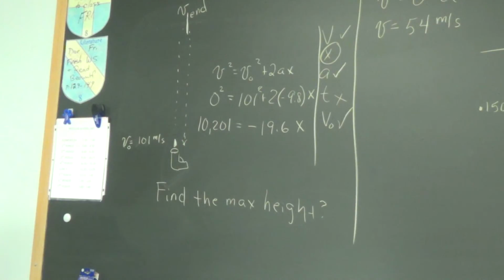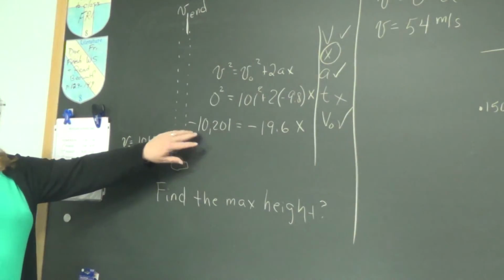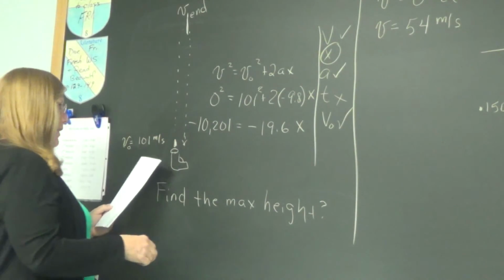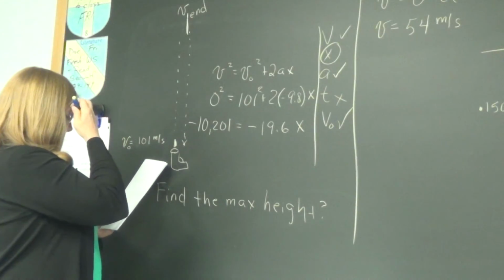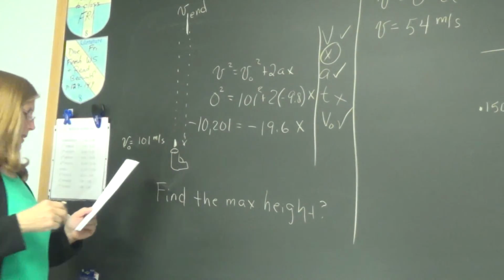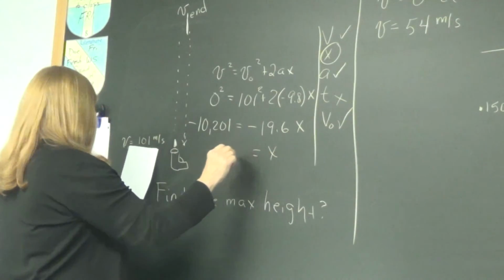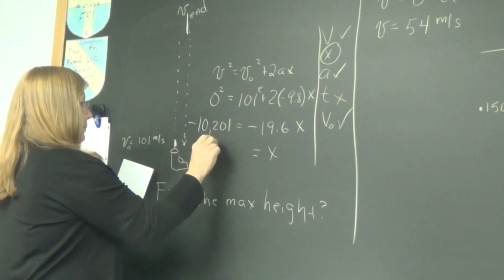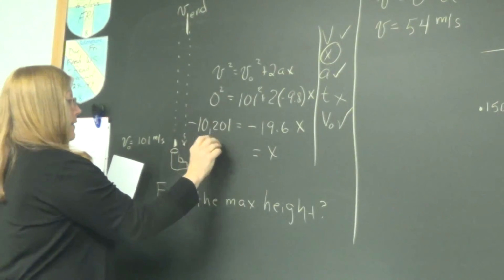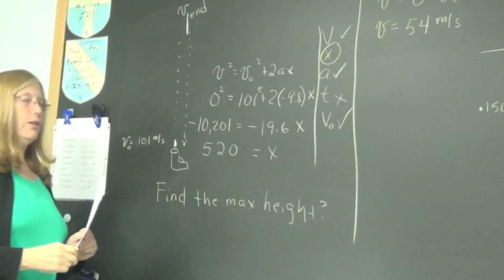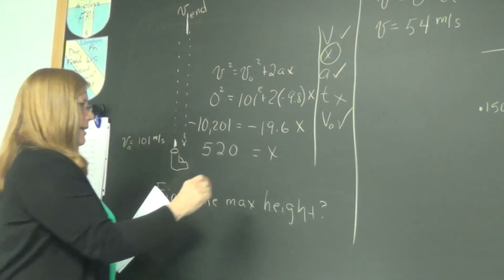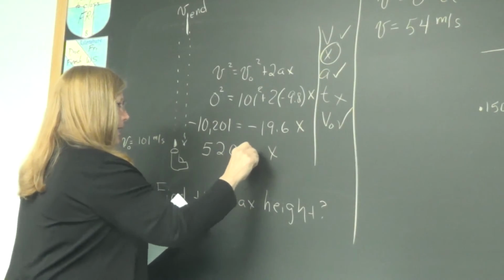I'm trying to figure out why it's going to come out negative. It won't, because I moved this over. That's why it will come out negative. All right, so I moved the 101 squared over to here. I failed to put in the negative sign. All right, Zach. So divide 10,201 by 19.6, and what do we get? 520. We're only allowed 2 sig figs, so that is 520, and that is a distance, so it will be in meters.